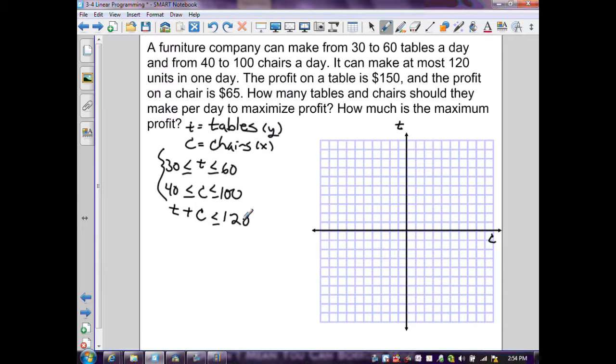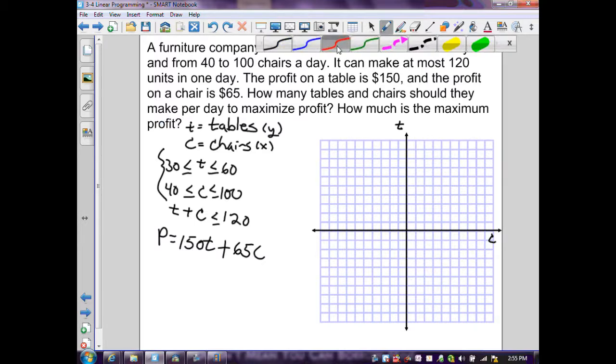Now, they want us to determine the maximum profit. Therefore, that is our objective function. P is equal to the profit per table, which is 150 T, added to the profit per chair, which is 65 C. So we must graph our constraints, find our feasibility region, determine our vertices, substitute into our objective function for our profit, find the maximum, and then determine what is that profit.